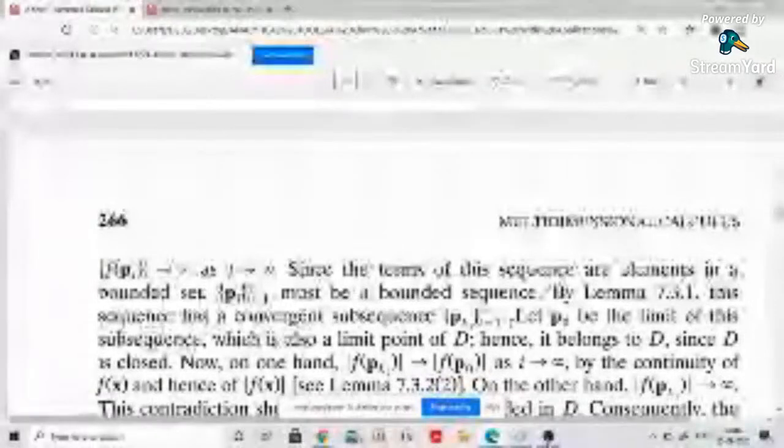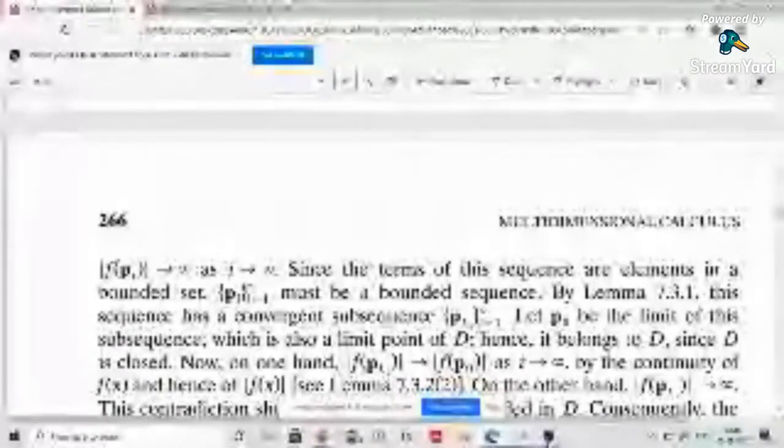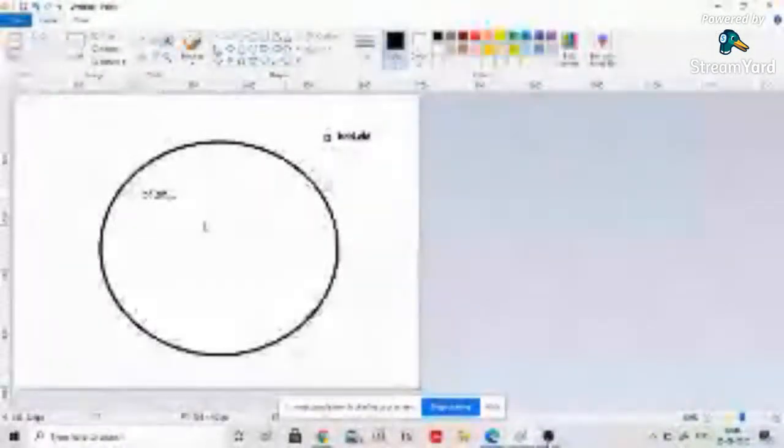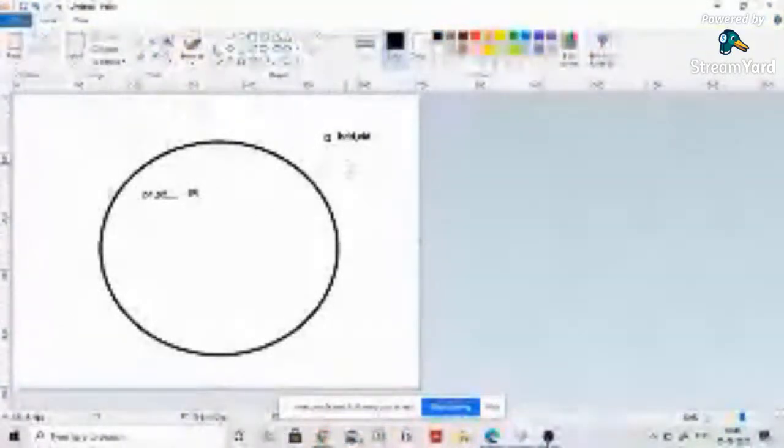Okay, if the subsequence is convergent, what happens? It will converge to a particular point. It will converge to a specific point. So let it be denoted as P naught. Let P naught be the limit of this subsequence. Since the sequence Pi is included in this domain D, which is bounded and closed, the converging point will also belong to this domain D, because D is closed. When D is closed, the limit also belongs to that set.